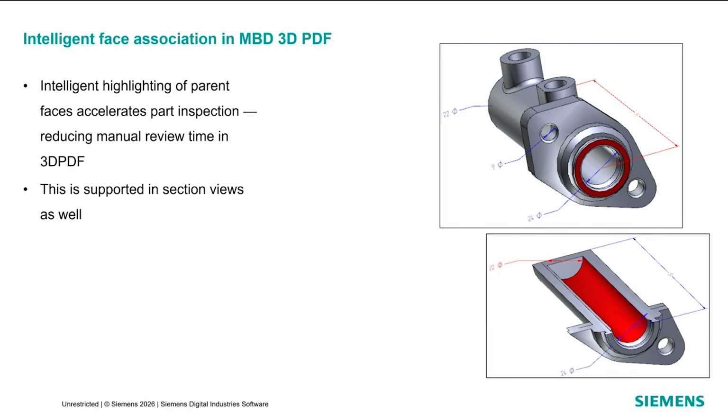Intelligent face association, I think this is huge for a lot of you that use 3D PDF. You want to highlight the faces when you select a dimension, and this is supported inside 3D PDF. And also section views. If you select any of the model faces and go into a section view, and you select any of the PMIs inside a section view, they will get highlighted.